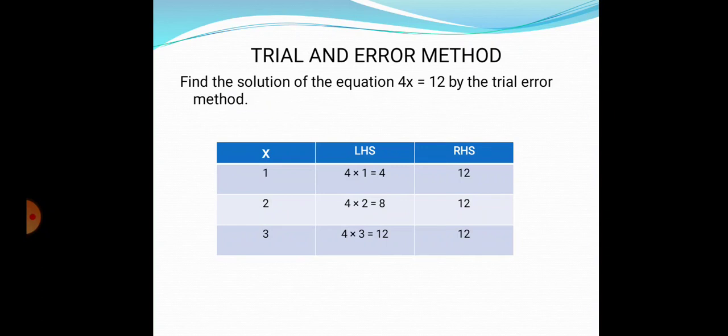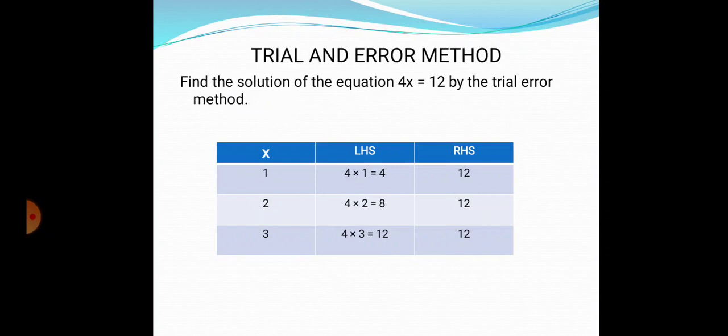So in this case LHS is not equal to RHS, which means the value 1 is not the solution of the given equation. Now let us assume that x is equal to 2. So 4 into 2 equal to 8. Again both are not equal, which means 2 is also not the solution of the given equation.